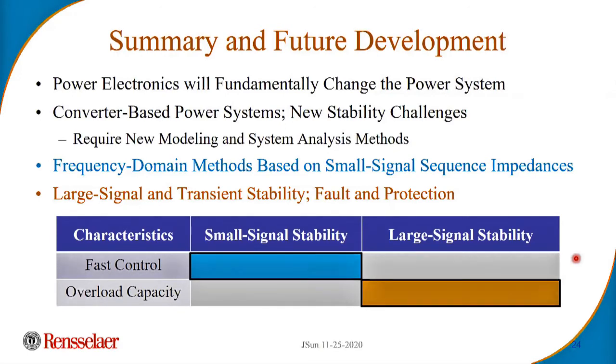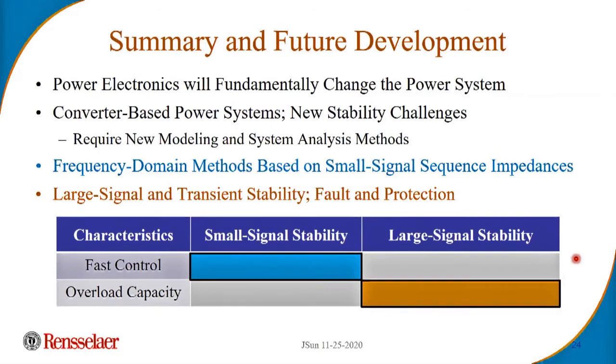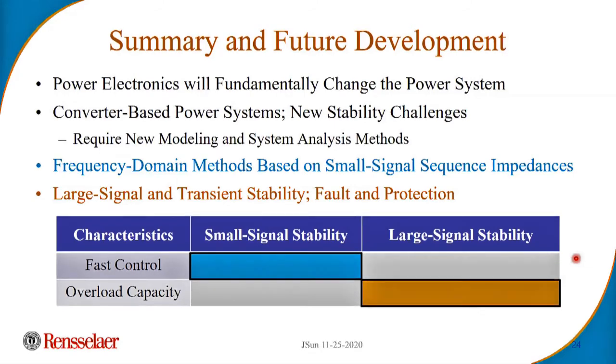Yeah, I think you're absolutely right on that. And that's something I'd like to work on in the coming years. In the fast control, those small signal frequency domain methods, I think we have a good base, but handling the fault and how to protect is another matter. Again, my point is we are building a converter-based power system. We know how to do it. All the converters can be coordinated. But how do you change the system?